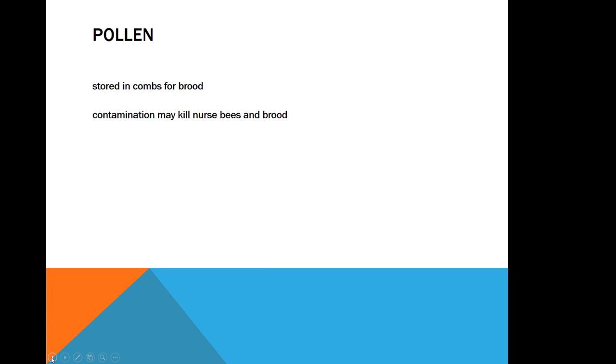If pollen contains pesticide residue, bees may collect it and it will be stored in the comb. The pesticide residue will kill nurse bees and brood if present in sufficient quantities. If a colony receives a non-lethal dosage of pesticides, it will take a while for the colony to return to full strength.